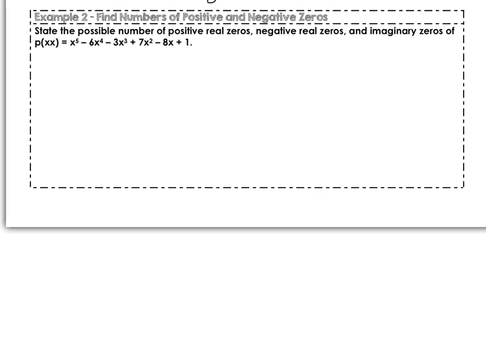All right, now looking at example 2, where we're stating the possible number of positive real zeros, negative real zeros, and imaginary zeros, I'm basically being asked to use Descartes' rule of signs. Whenever I'm looking for possibilities of numbers of zeros, this is Descartes' rule of signs.